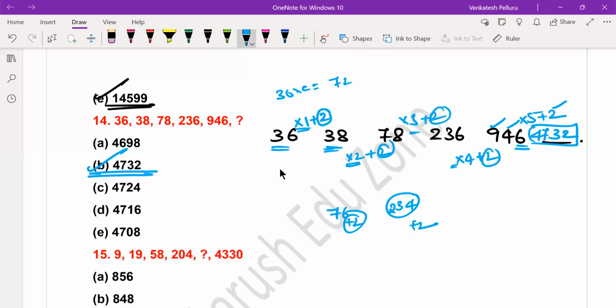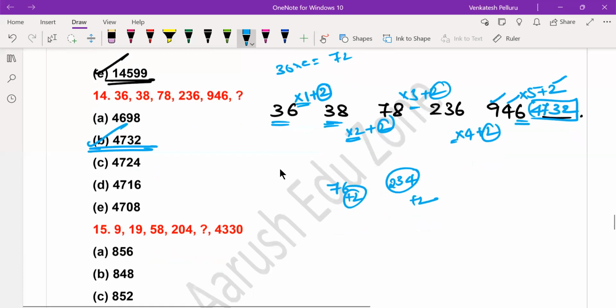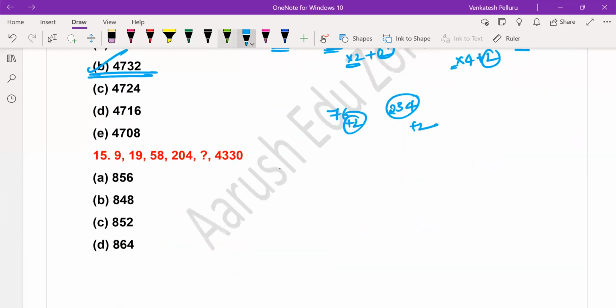Okay, so the logic is into 1 plus 2, into 2 plus 2, into 3 plus 2, and so on. So now if you consider this, I'll write it here itself. 9 twos are 18 plus 1, 19. 19 threes are 57 plus 1. So into 2 plus 1, into 3 plus 1. 58 into 4.